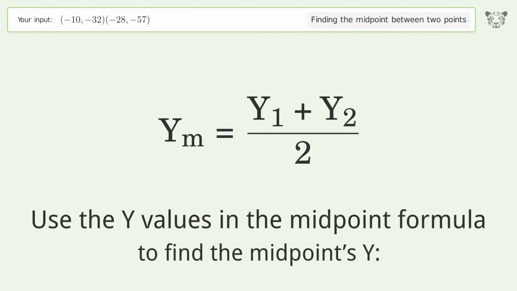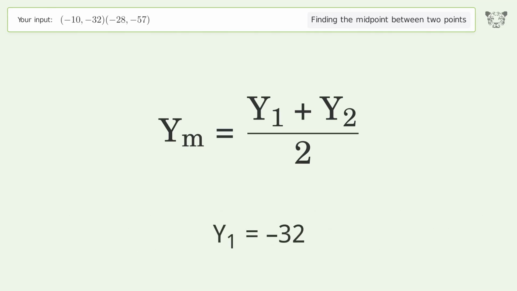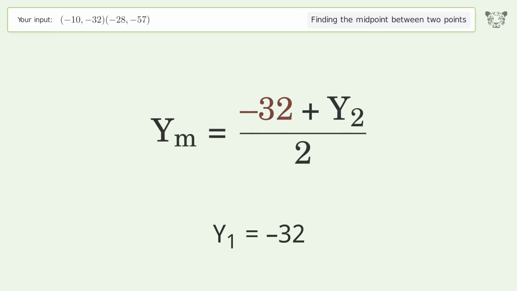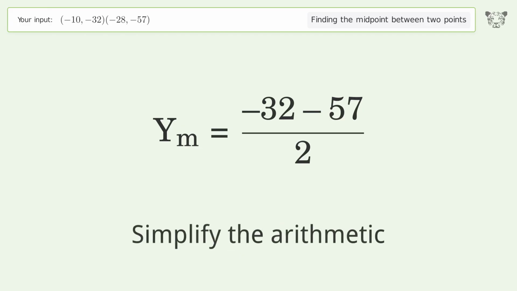Use the y values in the midpoint formula to find the midpoints y. y1 equals -32. y2 equals -57. Simplify the arithmetic.